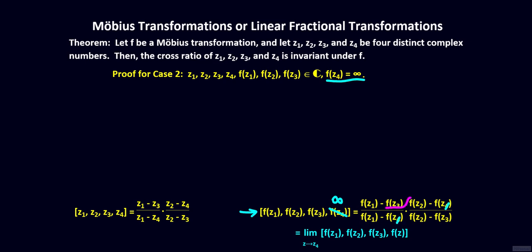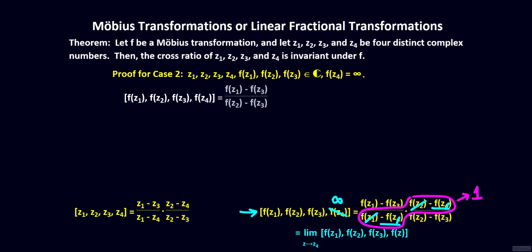We focus on f of z sub 2 minus f of z divided by f of z sub 1 minus f of z. f of z sub 1 divided by f of z and f of z sub 2 divided by f of z will both tend to 0 as z tends to z sub 4, because f of z will tend to infinity. And so we'll be left with minus f of z divided by minus f of z, whose limit is 1. And so the cross ratio of f of z sub 1, f of z sub 2, f of z sub 3, and f of z sub 4 is equal to f of z sub 1 minus f of z sub 3 divided by f of z sub 2 minus f of z sub 3.